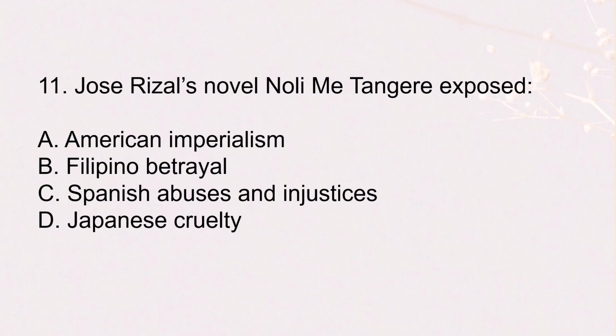Number 11. Jose Rizal's novel Noli Me Tangere exposed what? Letter A, American imperialism. Letter B, Filipino betrayal. Letter C, Spanish abuses and injustices. Or letter D, Japanese cruelty.